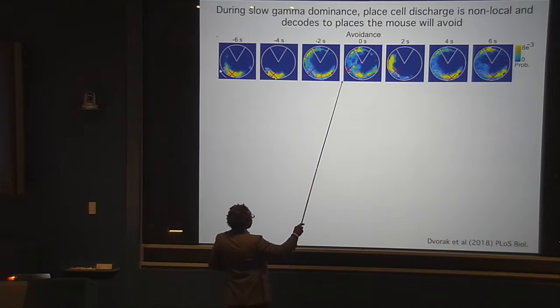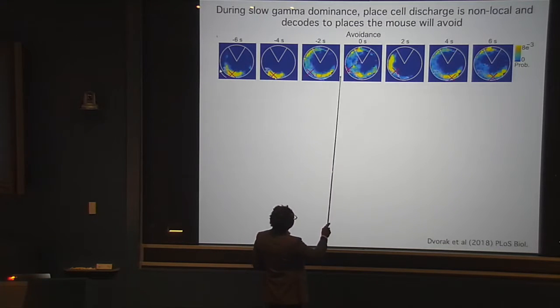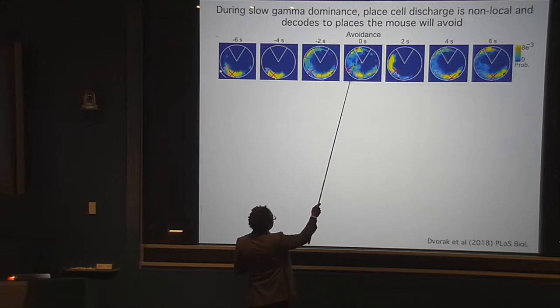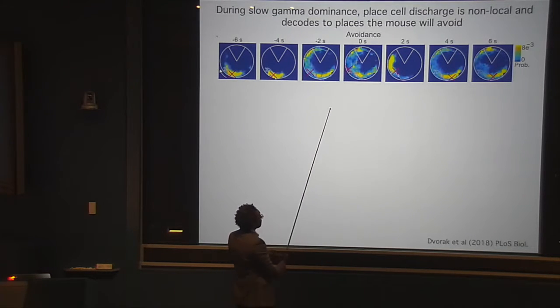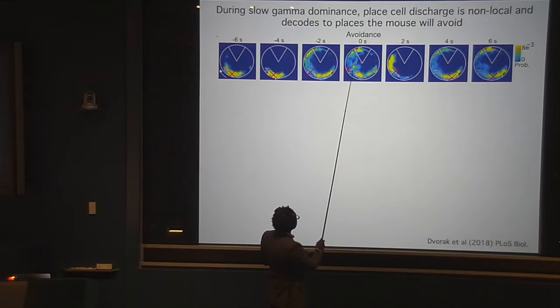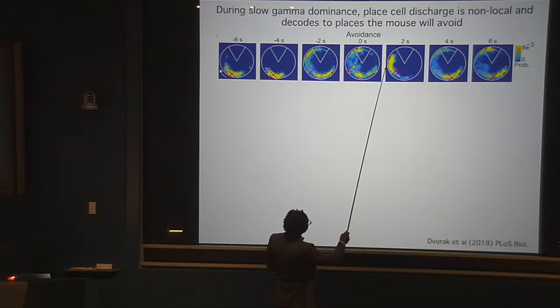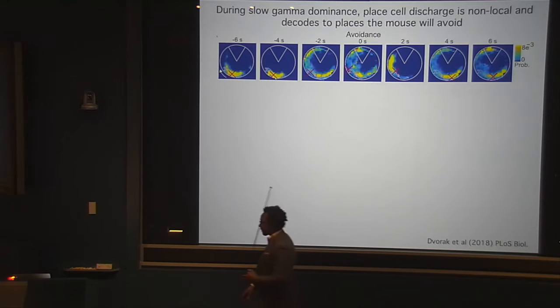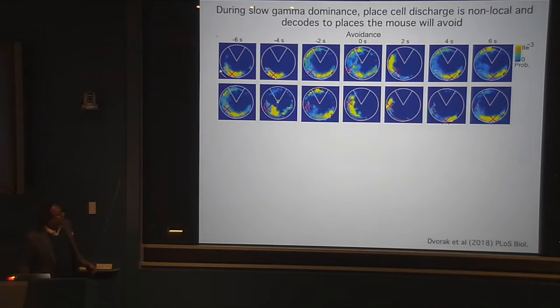At time 0, the animal is going to turn and walk away and come over here. Again, at time 0, the activity in the hippocampus is signaling not where he's going to go, but where he's not going to go and where he's going to go. Afterwards, the activity starts to catch up with the animal and starts to decode again locally. Okay. So it's very fast. You can't see this if you average across the 10 minutes in those maps. Here's another example of that.